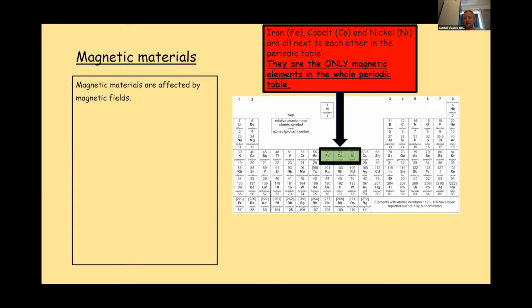Magnetic materials are what are affected by magnetic fields. And by this, I mean that if you put a magnetic material, one of these metals, into the magnetic field of a magnet, they can feel the non-contact force. The magnet doesn't have to be touching them, but they are drawn towards the magnet.